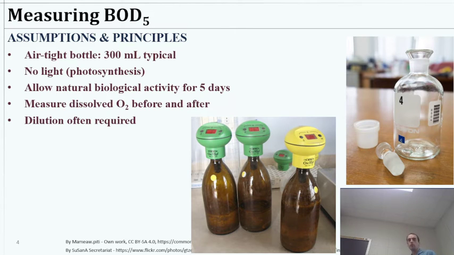So what you're going to do is you're going to take an airtight bottle. These are often done in these 300 milliliter vessels. You'll see them like this. These little culture vials. If you have this clear type, you're going to want to coat it with some aluminum foil or something to prevent light from getting in. Or you could just use amber vials, because you don't want any photosynthesis happening, right?